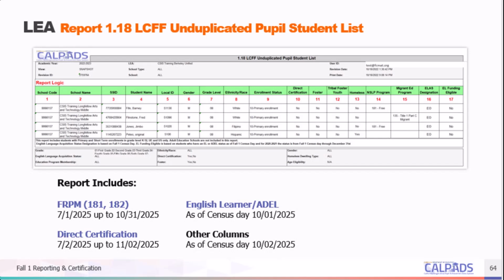So, these reports can be used to also inform your local decisions and practices, right? They can help influence you. It's not just you're submitting data to CalPads. You're supposed to be able to visualize the data you have in CalPads, compare it to your local student information systems, and make decisions as far as business practices going forward.